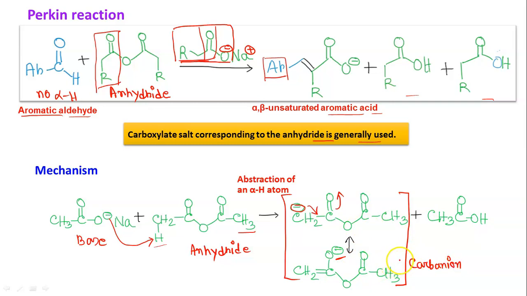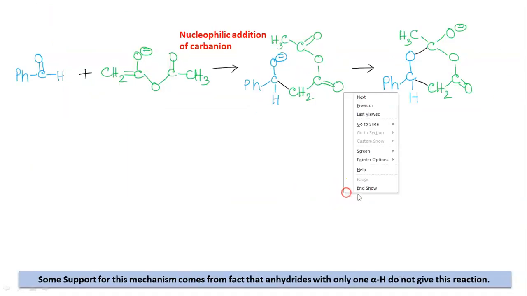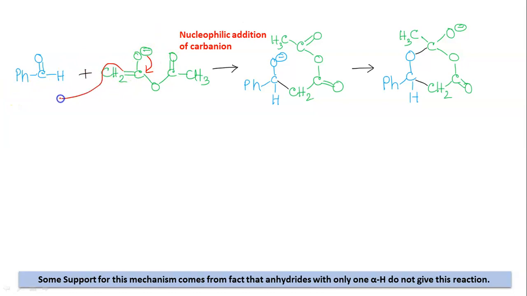Next, this carbanion is the nucleophile, and it will react with the aromatic aldehyde. For the aromatic aldehyde we have taken benzaldehyde, PhCHO. So this carbanion will react with the carbonyl, with negative charge over oxygen. This is the nucleophilic addition of carbon. This negative charge will then attack the carbon of the other COCH3 group, which is present on the right hand side, that is this carbon. Now there is negative charge over oxygen.